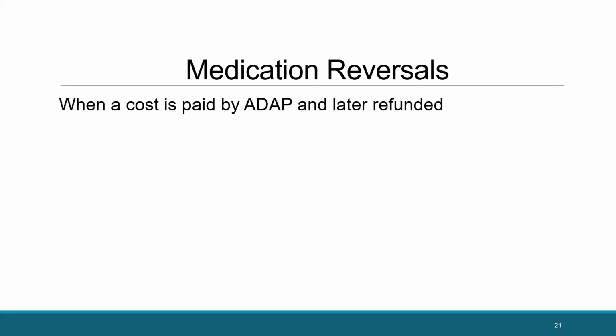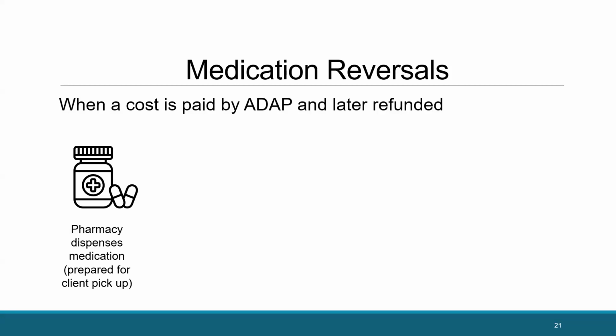Okay, so the next term that I want to go over is reversals. Reversals occur when a cost is paid by an ADAP that is later refunded. So a common example is that a medication is dispensed, but the client doesn't pick it up, or the premium is paid by the client who was disenrolled before the effective period. So let's walk through another example.